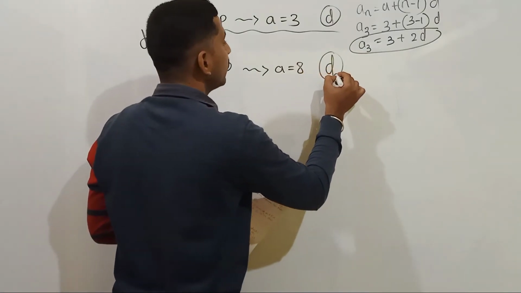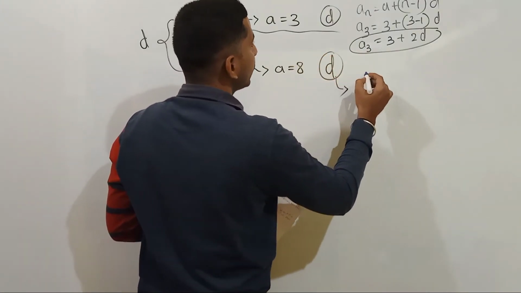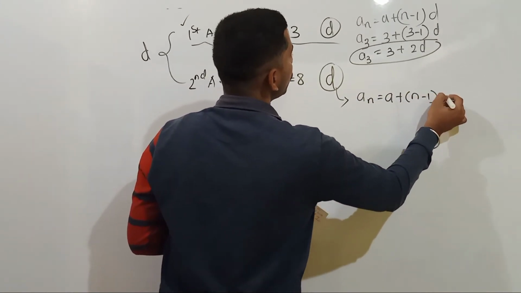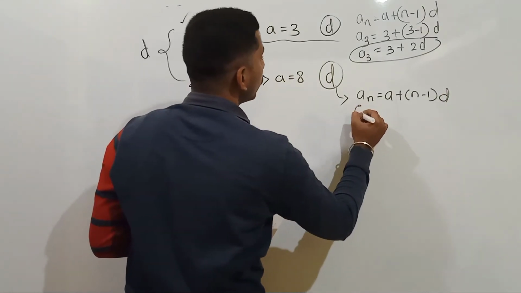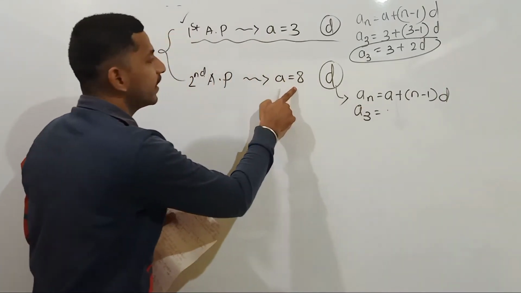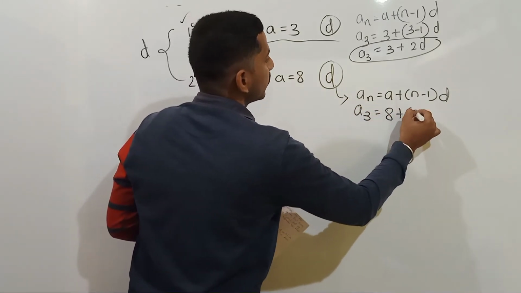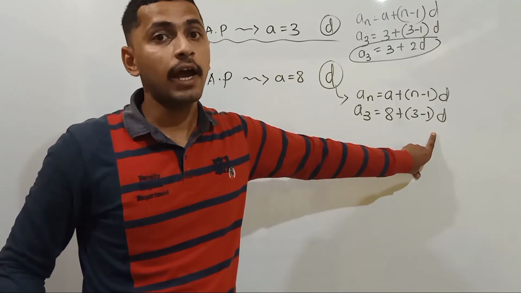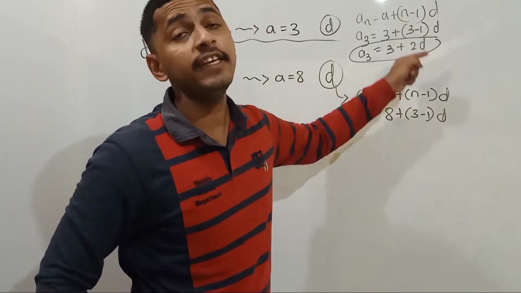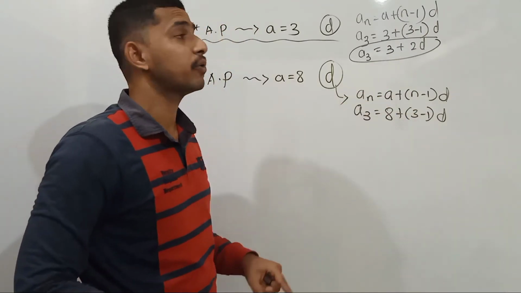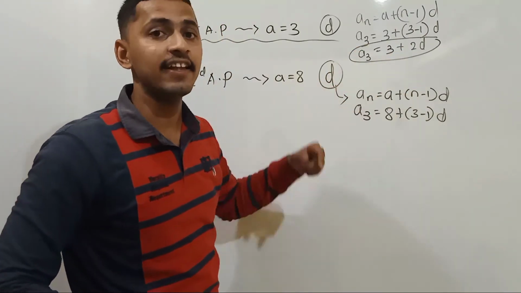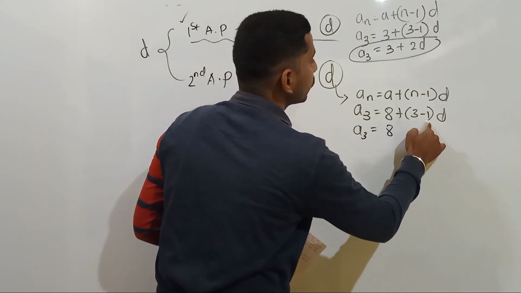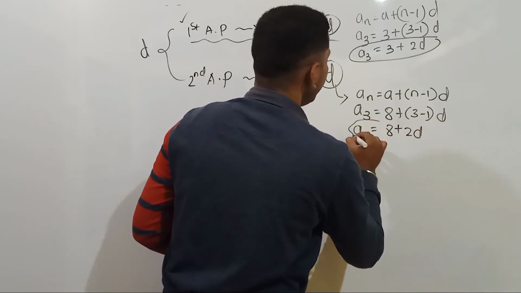Now let us find the third term of the second AP. The general form is a_n equal to a plus (n minus 1) into d. Here we again find the third term a3 equal to, what is the value of a? 8. 8 plus (3 minus 1) into d. Again we don't know the value of d, so I have taken it as d. Both the APs have the same common difference, so I have taken d on both sides, that is, first AP and second AP. Here a3 equal to 8 plus 2d. Please watch carefully.